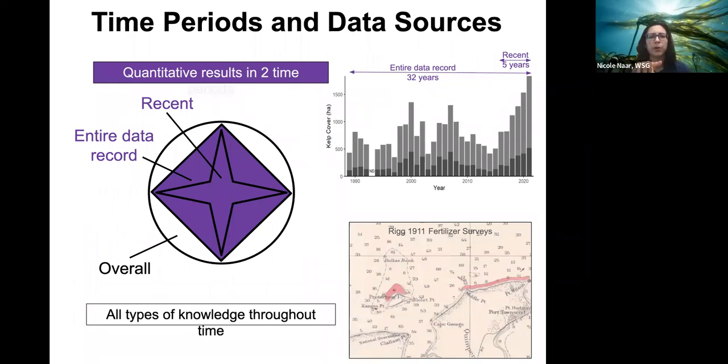Okay, wait. So there are 3 categories. 2 of them are based on quantitative data. Why did you separate the quantitative data from other types of information like the rig map?